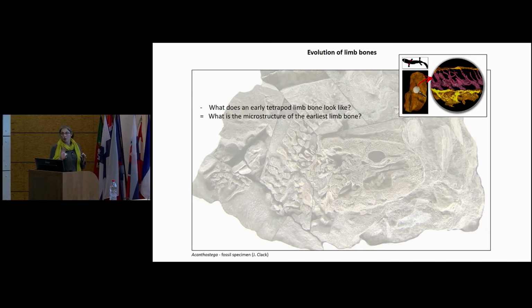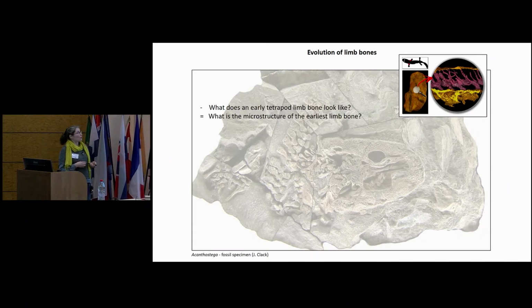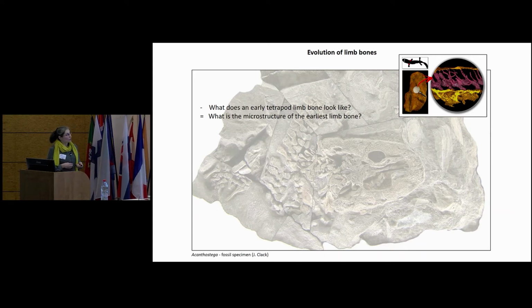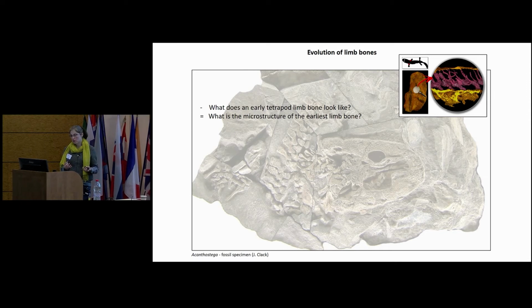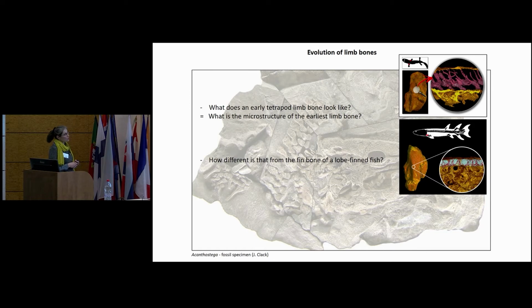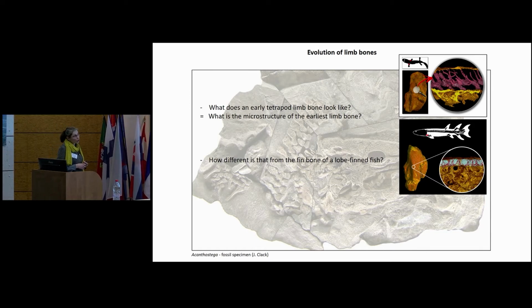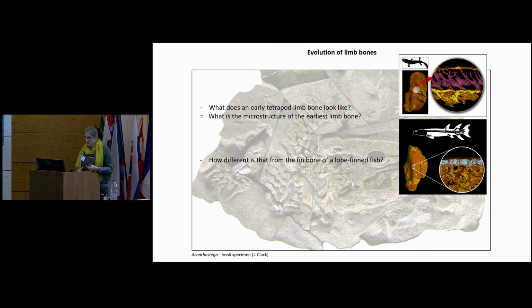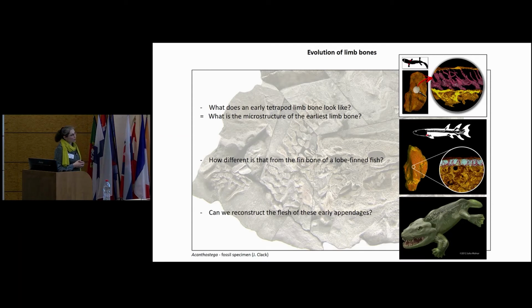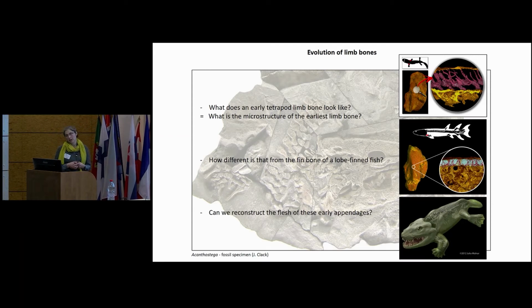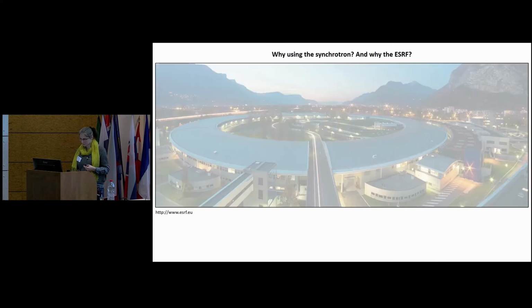So I would like to answer three questions with you today. The first one is, what does an early tetrapod limb bone look like? In other words, what is the bone microstructure of the earliest limb bone? The second question is, how different is that from the fin bone of a lobefin fish? And the last one is, can we reconstruct the flesh of these early appendages? For answering these questions, we will need to use the synchrotron, and especially the synchrotron of the ESRF.